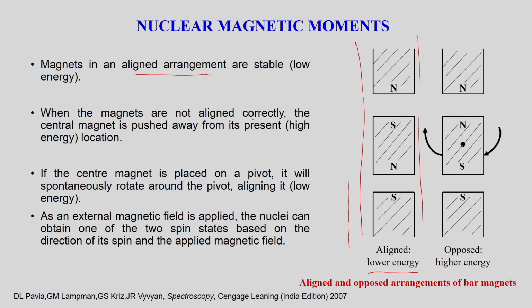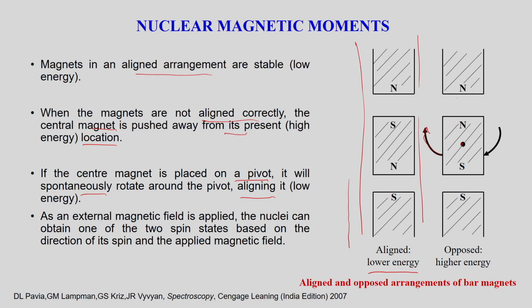Okay. When they are not aligned correctly, the central magnet is pushed away from its position. Suppose this is a pivot and I rotate it, so that it was earlier north pole and now I have put north facing north, south facing south. This is very undesirable, it is unstable. If we place it on a pivot, it will try to rotate along its axis. Why? It will try to go to a lower energy state. While doing so, it will lower its energy.